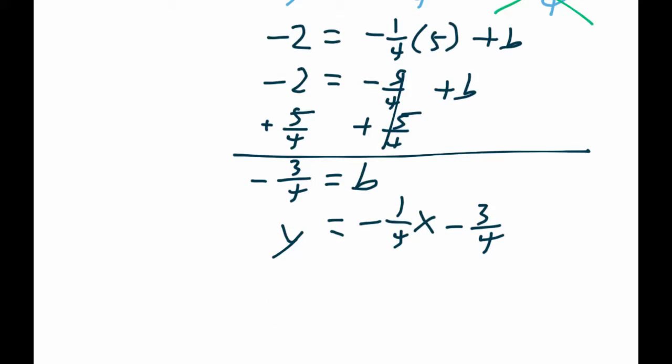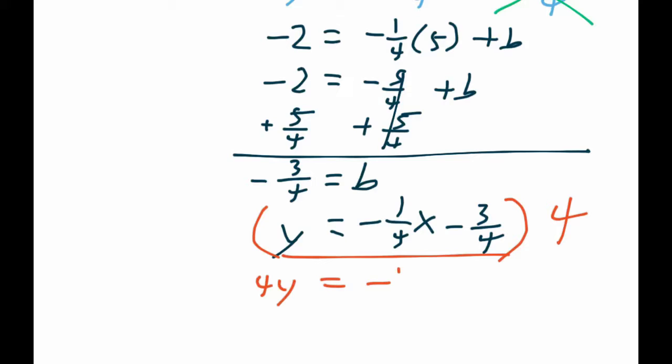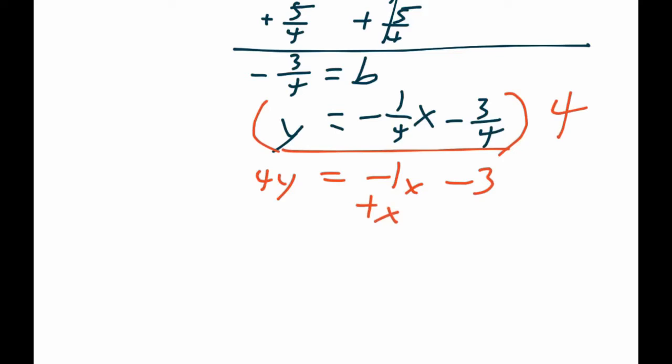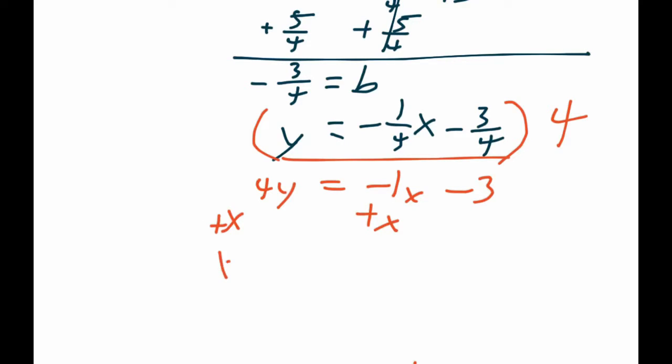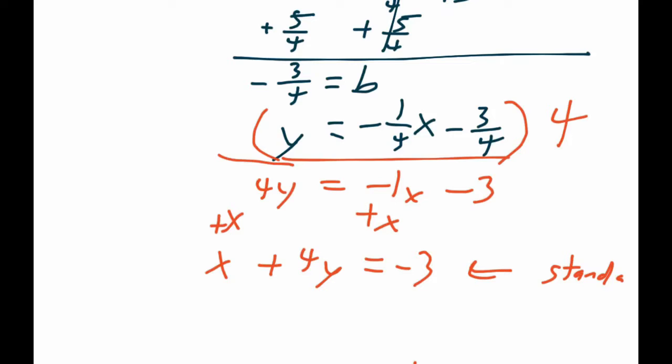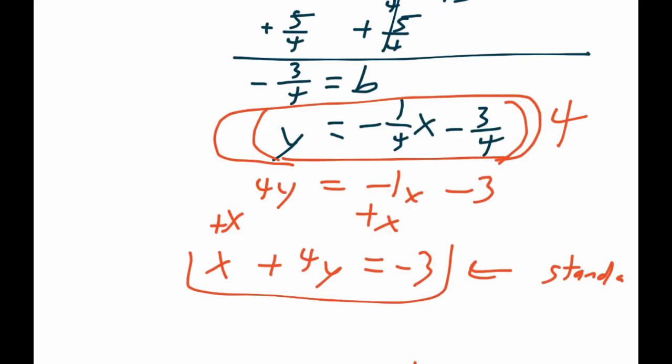Of course, if the answer is in standard notation, then I have to change this back to standard notation, which means I need to multiply this all by 4. So if this is one of the answers, choose it. But if the choices are in standard notation, we get 4y equals negative 1x minus 3. And then I'm going to add x to both sides. And I got x plus 4y equals negative 3. And that's only if we need standard. So one of these two answers will be the choice.